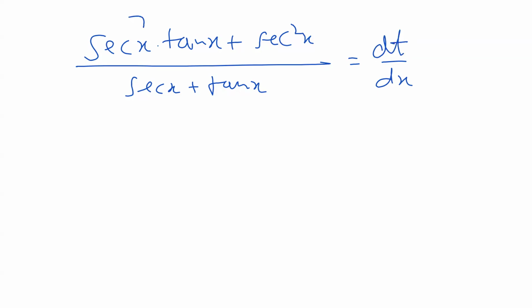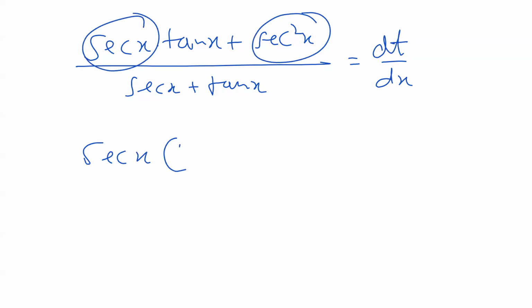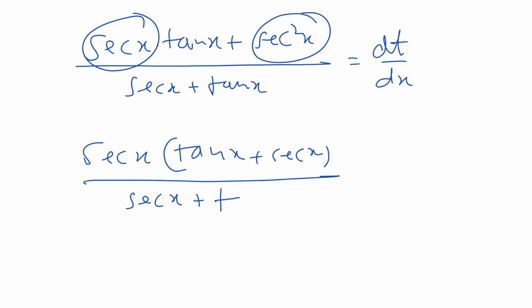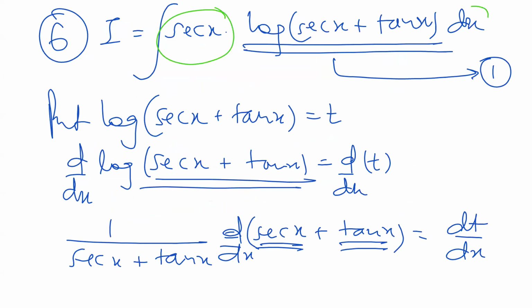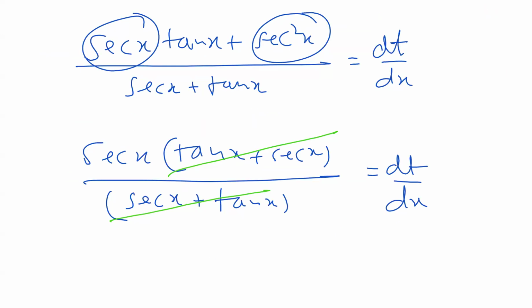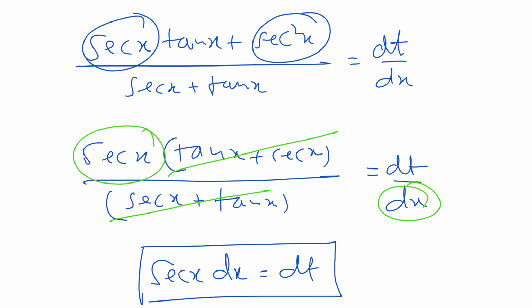So take sec x common in the numerator. So sec x into tan x plus sec x upon sec x plus tan x is dt by dx. Cancel this out. Now look at equation number 1. So sec x dx, this group we can make. So sec x into dx is nothing but dt.